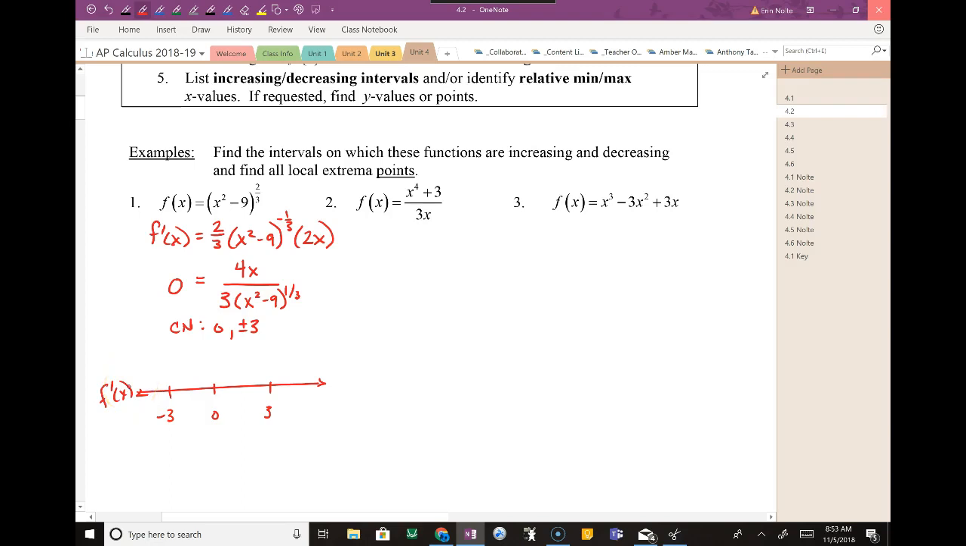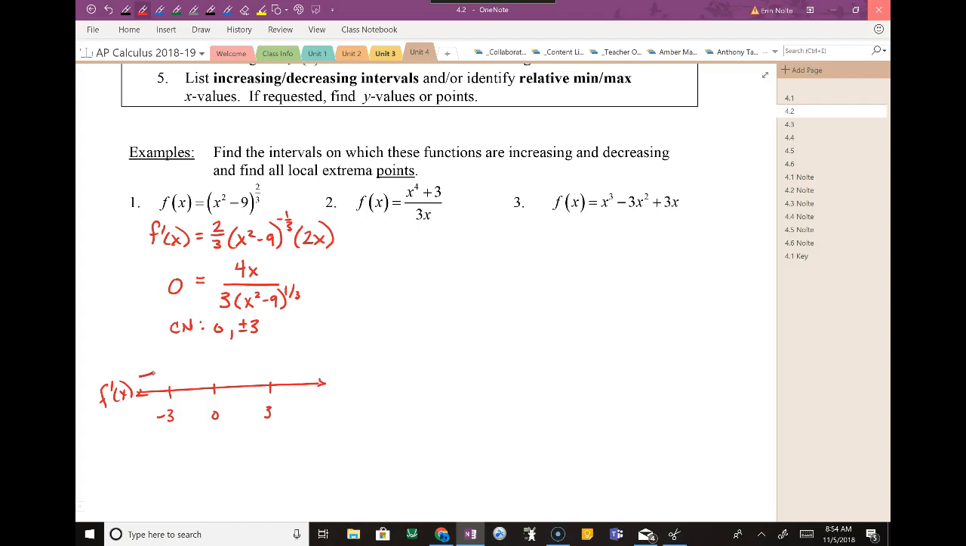If I have a value that is less than -3, such as -4, I plug -4 into this one right here because it's simplified more. Imagine putting -4 in there. On the top I get a negative, right? The bottom is going to be positive because you'll get 16 minus 9. So negative over positive is a negative. Good. Now give me a number between -3 and 0.